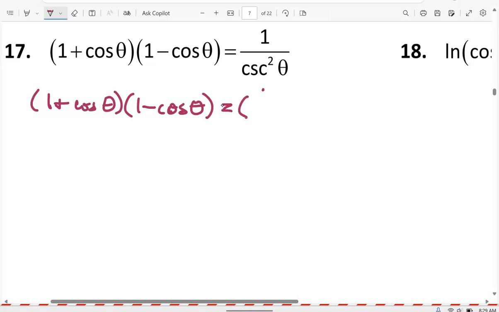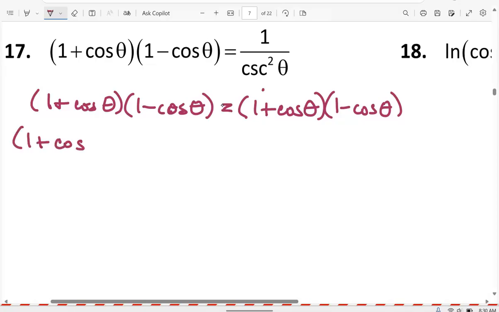So I'm going to start with a statement that 1 plus the cosine of theta times 1 minus the cosine of theta is equal to itself. Now we're going to leave the left side of this equation alone in subsequent steps and transform the right. And since we have 2 binomials being multiplied, I can use the FOIL method to multiply.